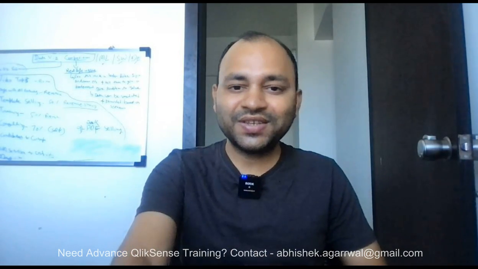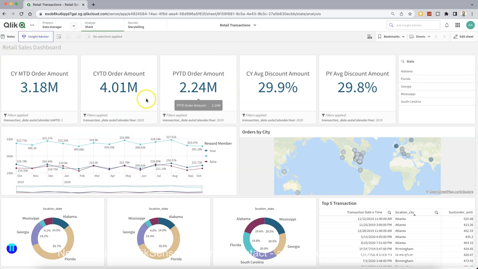And in this dashboard tutorial, I will show you this dashboard from scratch. So as you can see on your screen, what we have is the retail sales dashboard, and we have created multiple KPIs like the current year month to date order amount, the current year to date order amount, and the previous year to date order amount to compare how many orders we got previous year till the same time, and current year to date is how much we have got.